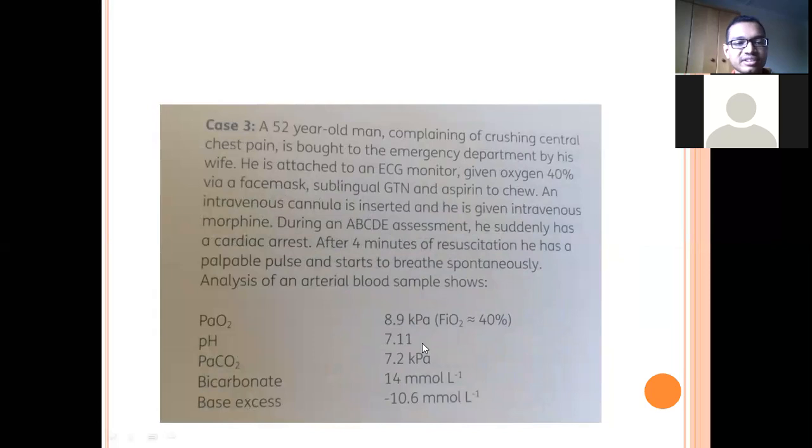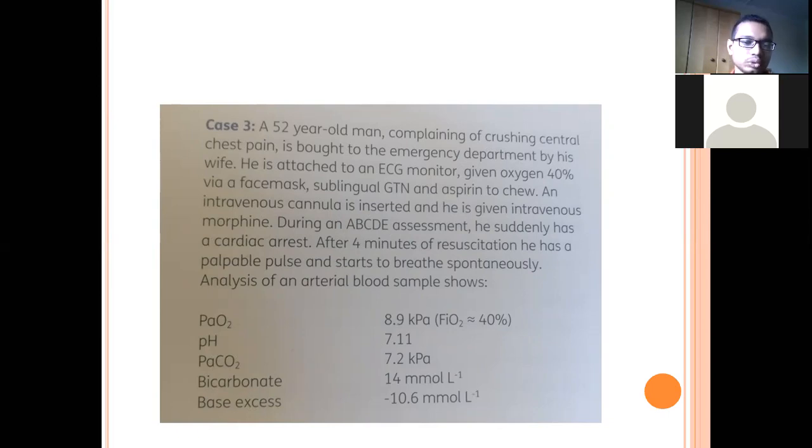Next scenario, also first step, look at the pH. What is the pH? 7.11. So what is it? It's an acidosis. Next comes the partial pressure of carbon dioxide, that's 7.2. So 7.2 means it's more, so it's towards acidosis. At the same time, if we look at the bicarbonate, it's not within the normal range. It's much less, it's decreased. As it is decreased, if bicarbonate goes down, what goes up? The acid goes up, because bicarbonate is the alkaline part. So the pH is acidosis.